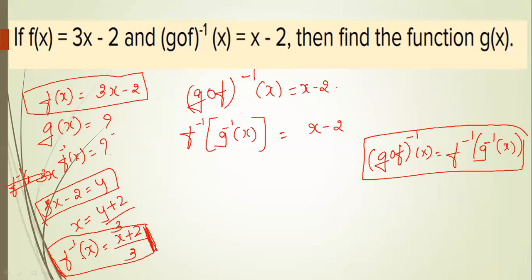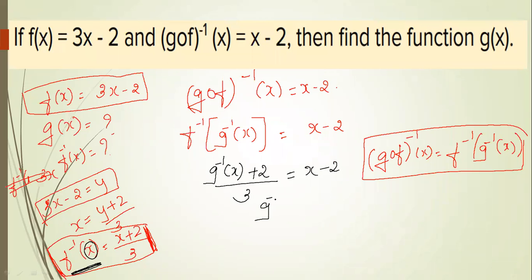So now we know that if it is f inverse of x, we write x plus 2 by 3. Now, in place of x, I have g inverse of x. Replace it. So it will be g inverse of x plus 2 divided by 3 is equal to x minus 2. From this, get me the answer of g inverse of x, students.